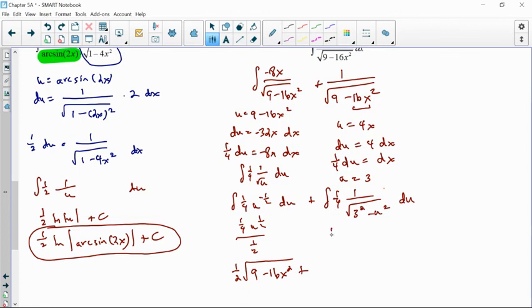So we have this 1/4 here. Now, there is no 1 over a for arc sine, so remember that. Arc sine of u over a, so u over 3 plus c. And then finally we can complete our problem here. Arc sine of u, which we said was 4x over 3 plus c.